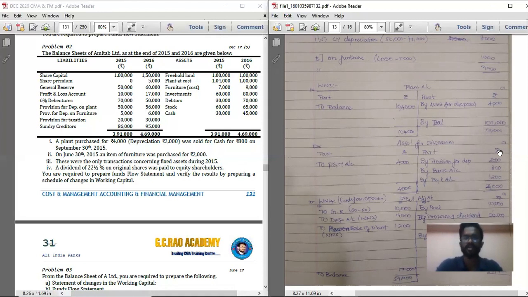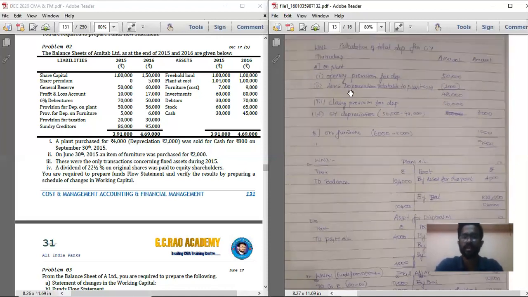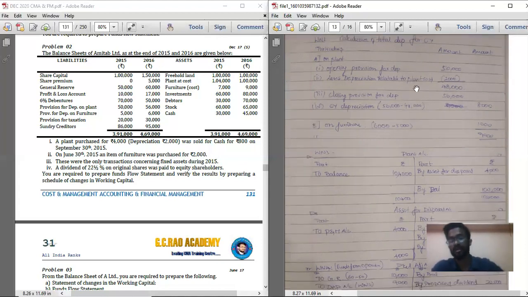So see carefully, when the provision for depreciation account has been deducted with the depreciation relatable to plant, that is, the depreciation relatable to plant has been reduced from the provision for depreciation account. Normally provision for depreciation account is a liability account. Opening balance will be on the credit side, closing balance will be on the debit side. So when you are reducing the provision for depreciation account, asset for disposal will be debited.